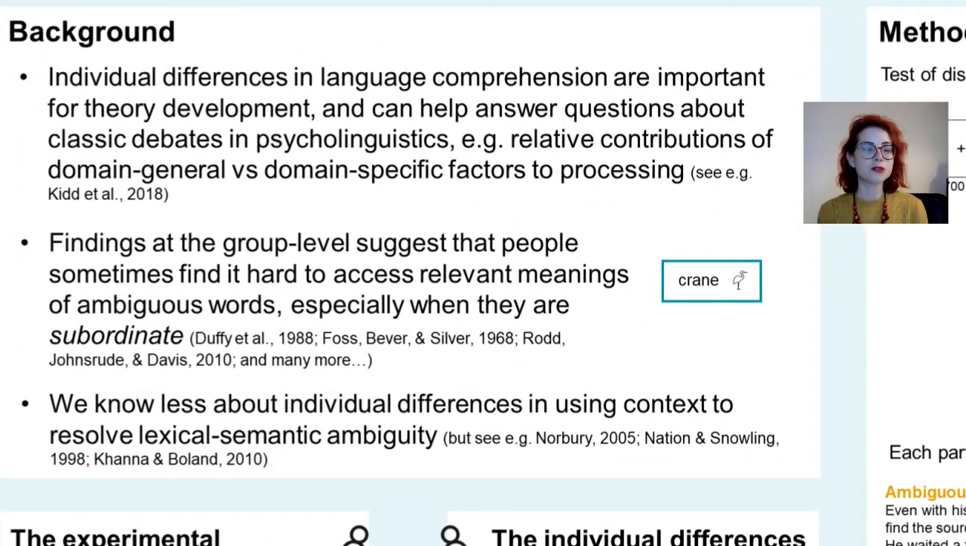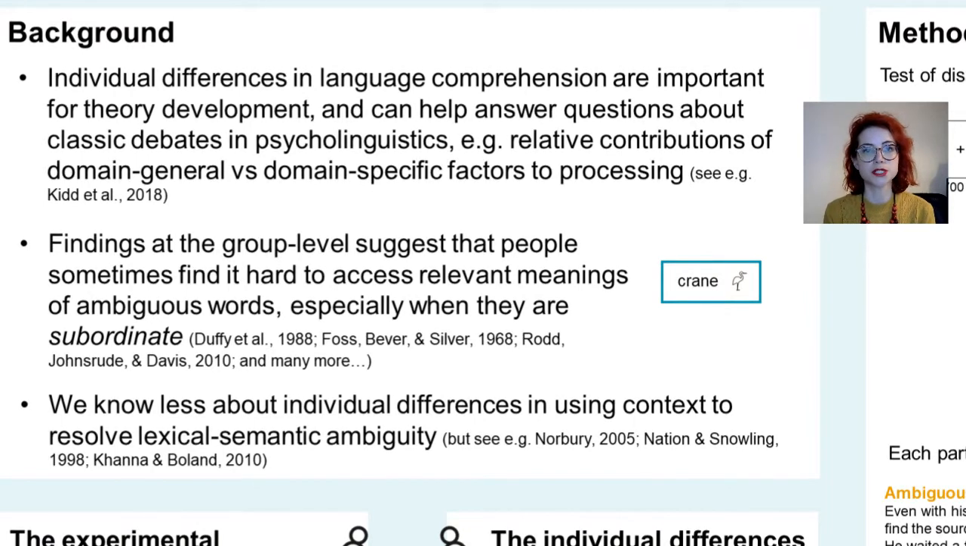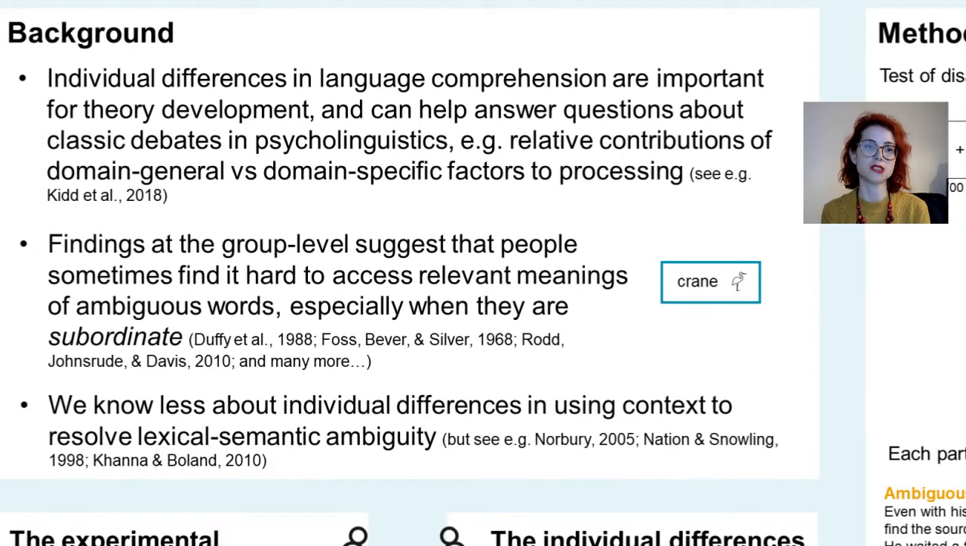To understand how language comprehension works, we need to consider not only averages across people, but also the differences between people. This is important not just because we want to understand the sources of deficits, but also because individual differences can help us answer theoretical questions, for example, about the influence of domain general and domain specific capacities to language processing.